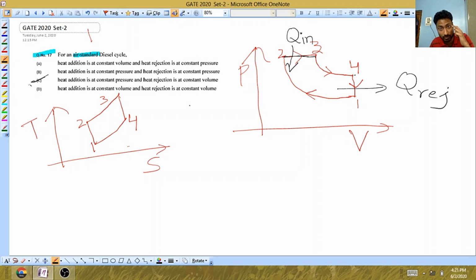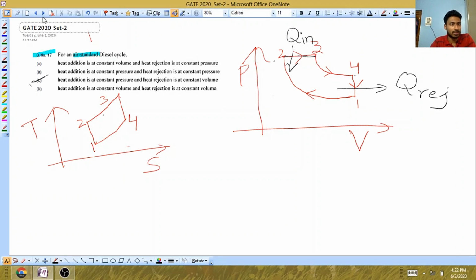When I teach you thermodynamics, I will give you the way you can convert a PV diagram into a TH diagram very easily. You don't have to remember anything about how to convert. There are some ways or some processes. If you apply those processes, you can directly convert and solve any problems.